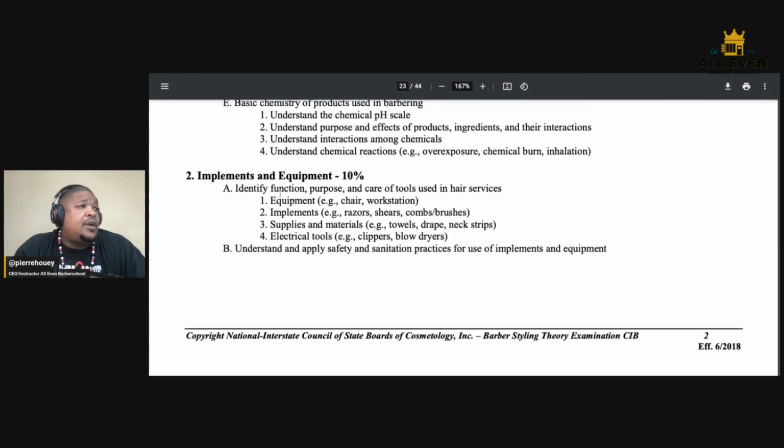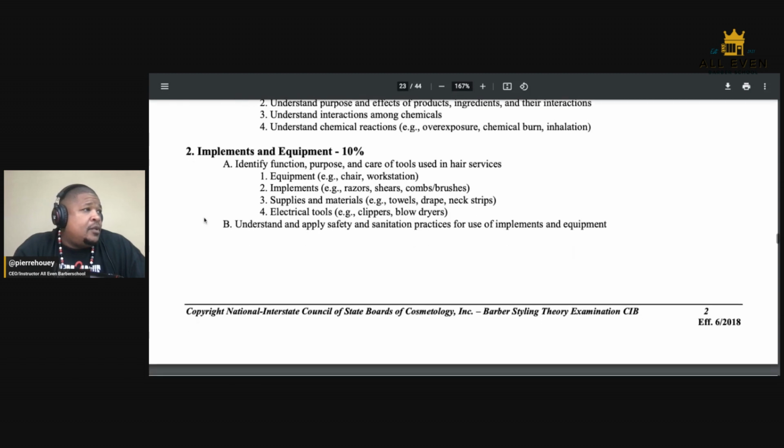A, identify function, purpose, and care of tools used in hair services. Equipment: chair, workstations. Implements: razor, shears, combs, brushes. Supplies and materials: towels, drape, neck strips. Electrical tools: clippers, blow dryers. Pretty much that one is probably the most self-explanatory out of these. If I go over some of the concepts with you for this one, they're pretty easy to remember simply because these are the things that you see on a regular basis. These are the things that you see all the time.